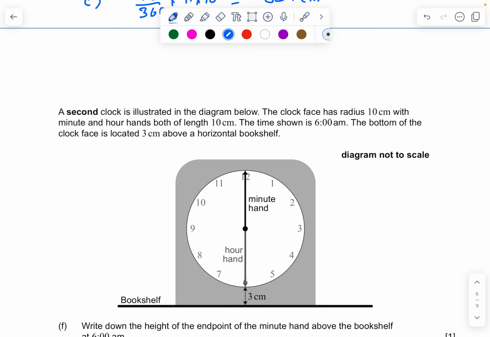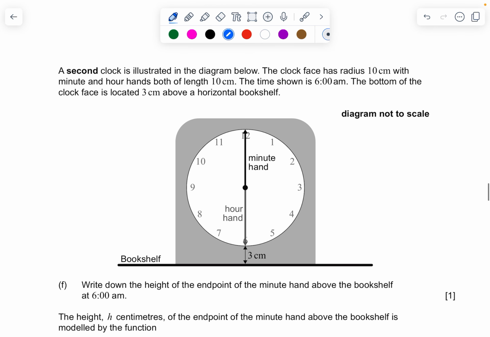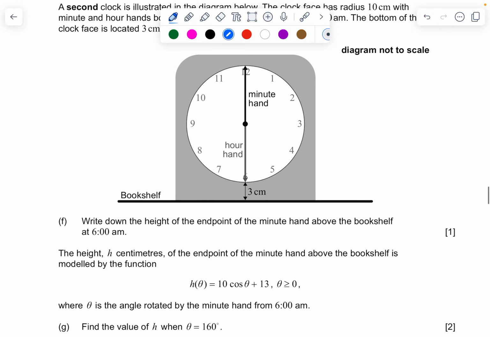A second clock is illustrated in the diagram below. The clock face has a radius of 10 centimeters, with a minute hand and an hour hand. Both are of length 10 centimeters. The time shown is 6 a.m. The bottom of the clock face is 3 centimeters above the horizontal. Write down the height of the end point of the minute hand above the bookshelf at 6 a.m.